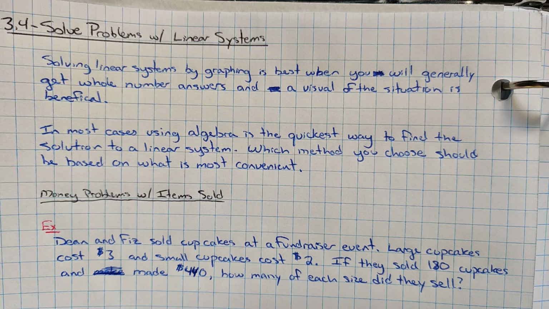and whatnot. However, if you're going to get whole number answers, and a visual of the situation is going to be beneficial, like if you're trying to describe a situation to your bosses in a presentation or something, then maybe graphing would be good. But in most cases, algebra, doing these by hand, is the quickest way. Technology-wise, you can do both in equal speed.